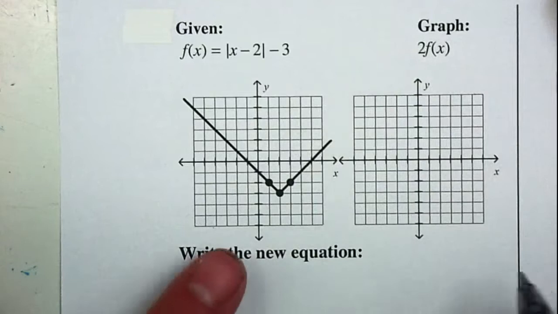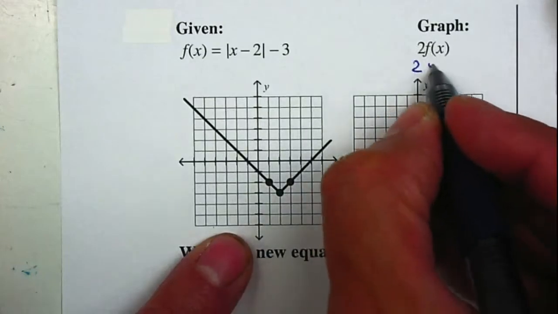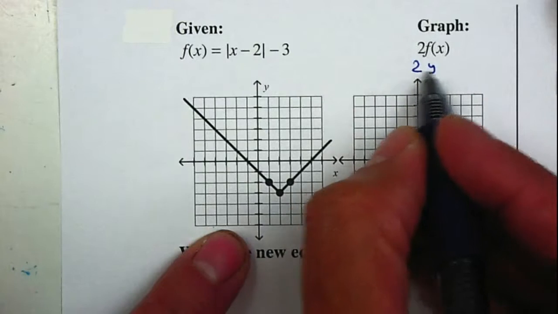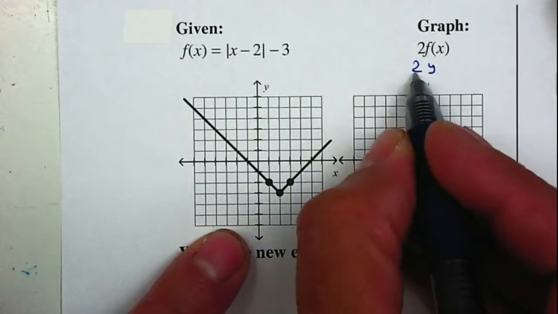Now, remember that f of x stands for the y, so 2y. That means that you're going to multiply your y values by 2. Your x values will stay the same, but the y values will be multiplied by 2.